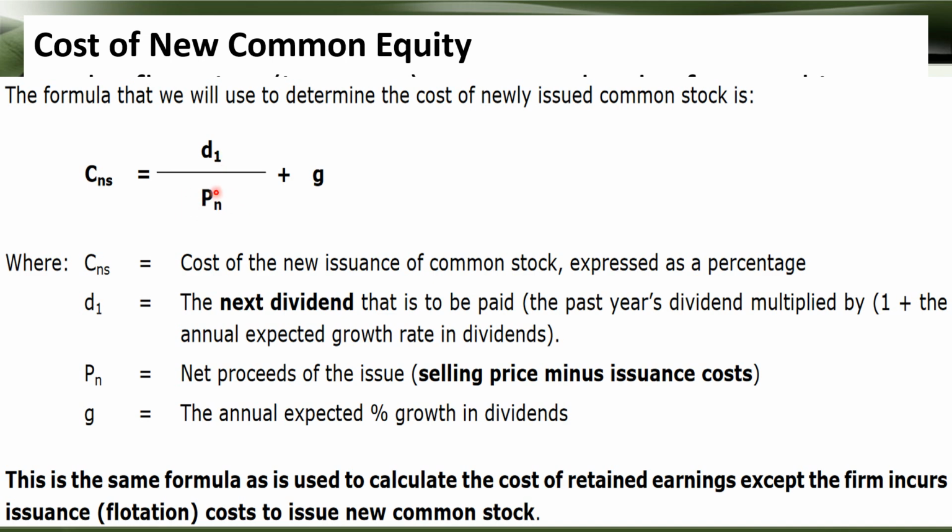You take that, then you get a percentage or a ratio. With that you add the growth rate. So simply we get the cost of the new issuance of common stock. So this is our simple calculation. This is the same formula as used to calculate the cost of retained earnings, except the firm incurs flotation cost. So here we are adjusting with the flotation cost. So that is the idea of that.